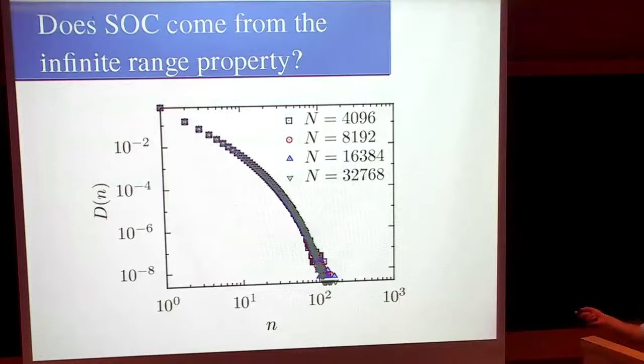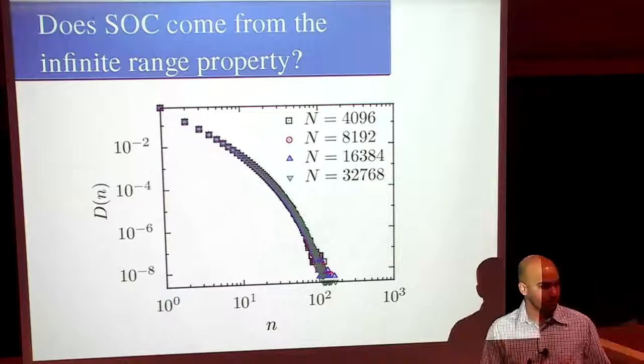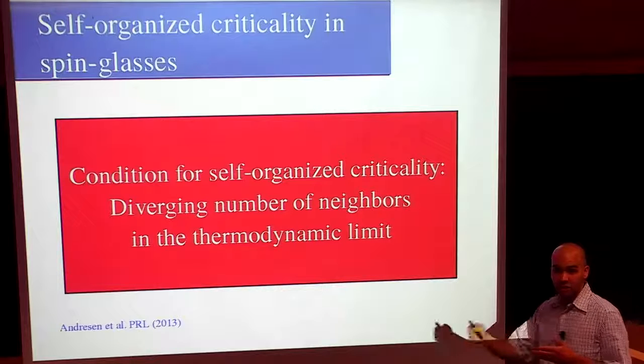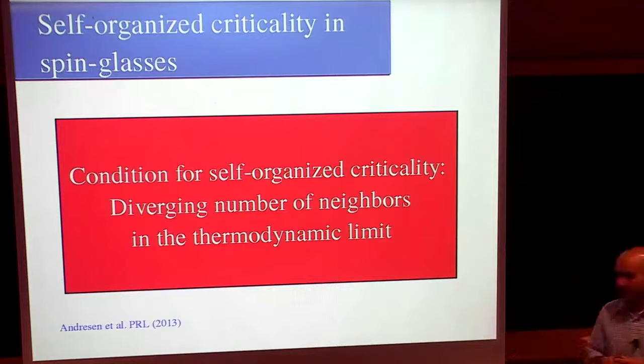And again, here we see that there is no apparent scale-free behavior. From this, we came to a conclusion. Maybe a condition for self-organized criticality is to have a diverging number of neighbors in the thermodynamic limit in disordered spin models.